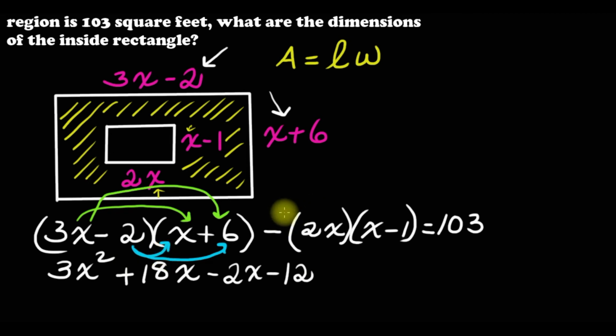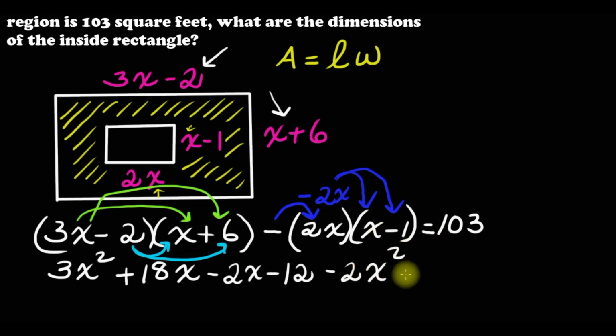Now here you have to distribute the negative, so that makes it a negative 2x, and you distribute that to the x and the negative 1. So negative 2 times x is negative 2x squared, and then negative 2x times negative 1 is positive 2x. And all that is going to equal 103.